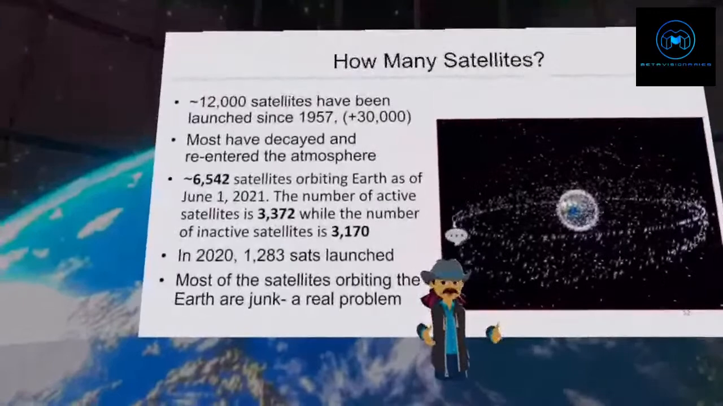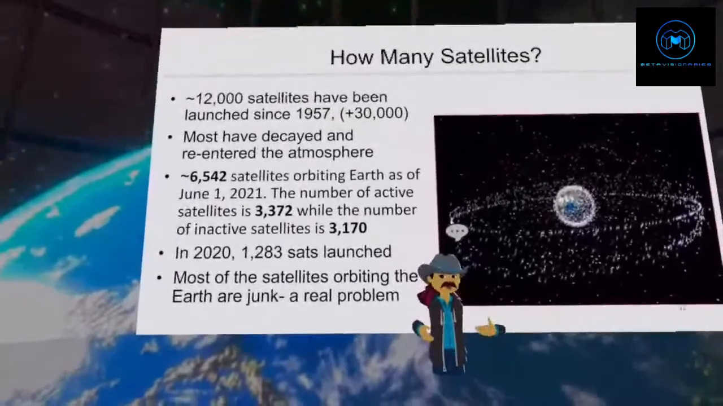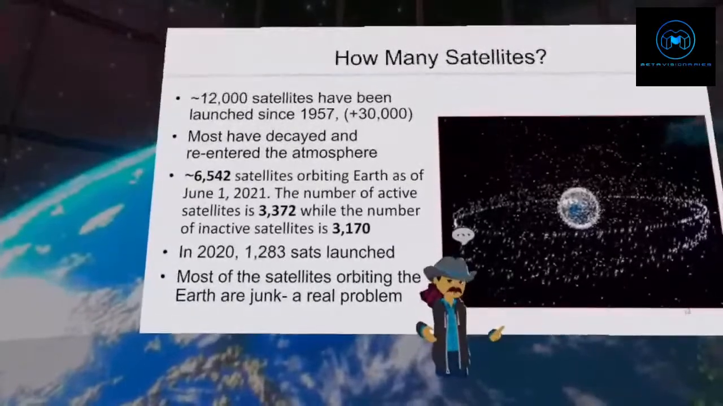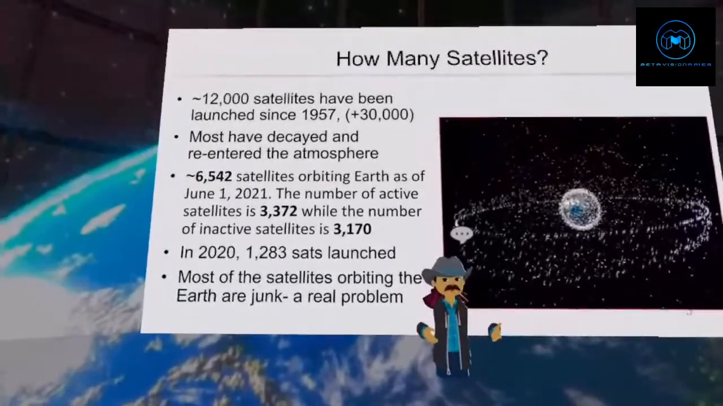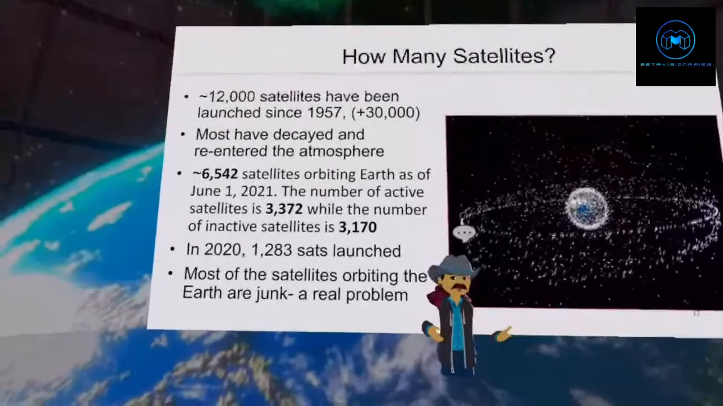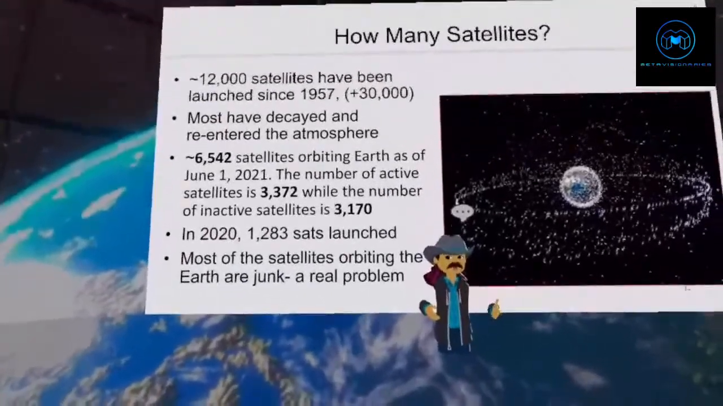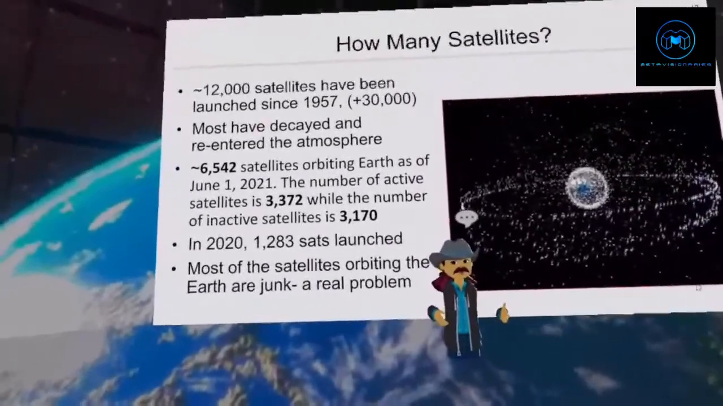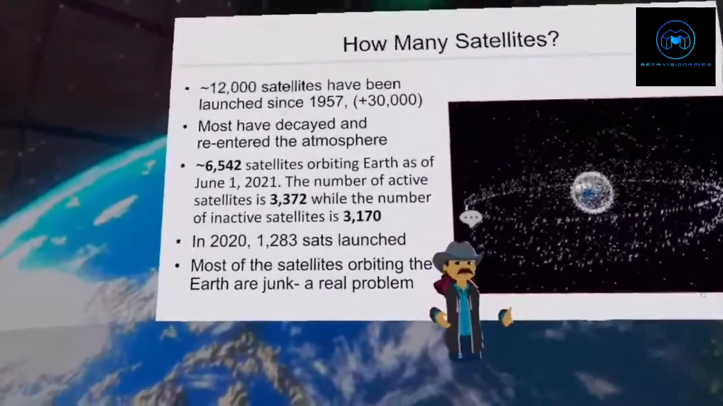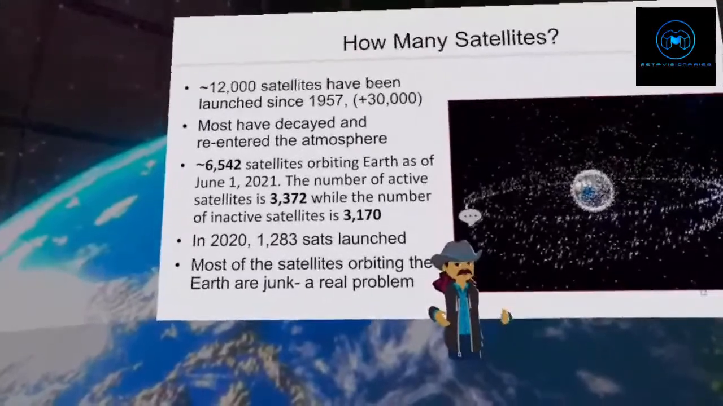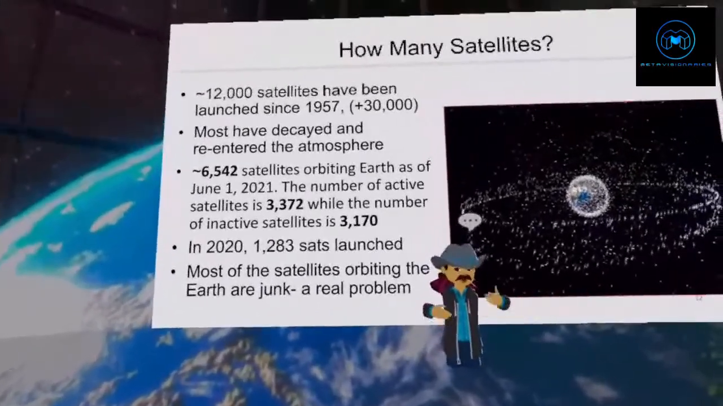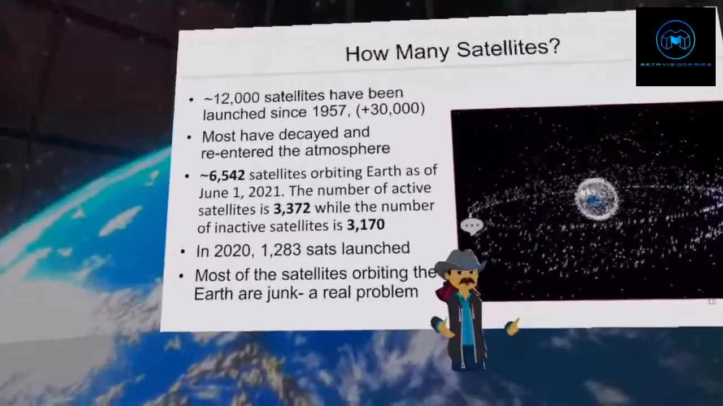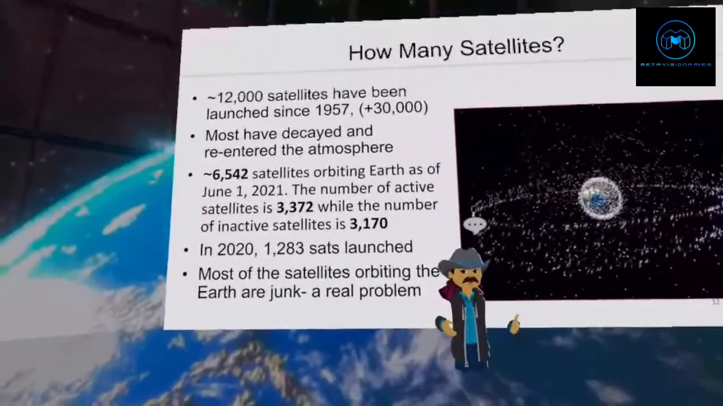We've launched a lot of things into space and we've left a lot of junk up there, and it's becoming a very major problem. But right now, it changes week by week. But right now, we have something over 6,600 satellites in orbit right now. About half of those are actually live and working and useful. About half of them are no longer functioning.